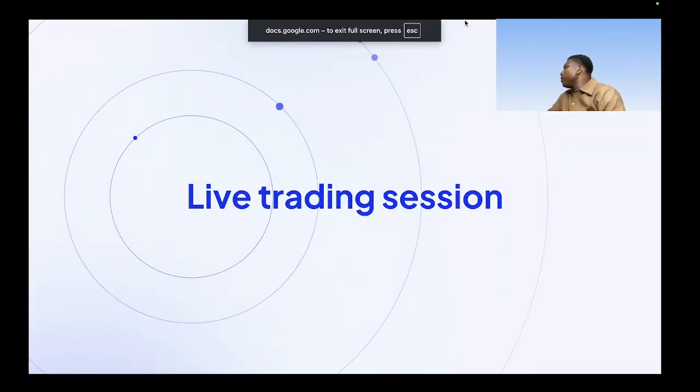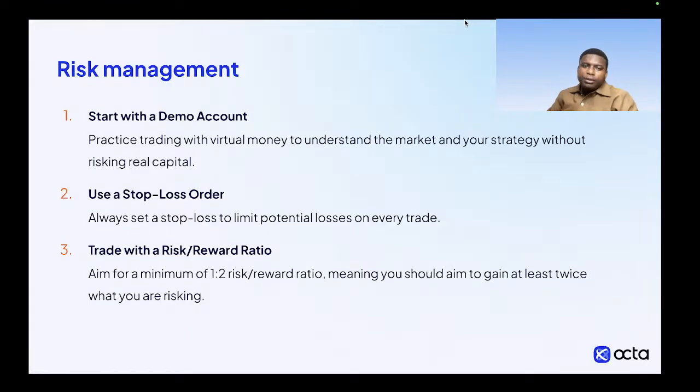So for someone who mentioned here that says, oh, I'm a newbie, this is a session you don't want to miss, right? Because right here we talk about risk management. And I kid you not, risk management is very, very key when it comes to trading, right? So you as a complete beginner, I recommend that you start with a demo account, right?